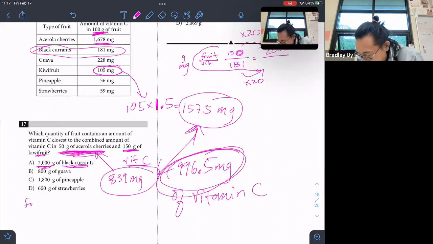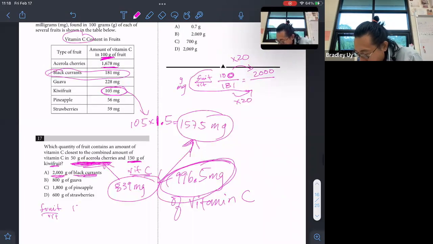We're going to have fruit to vitamins. For pineapples in 100 grams, this is the conversion. In 100 grams of pineapples, there are 56 milligrams of vitamin C. And in 1,800 grams of pineapples, would this be roughly close to this? So let's take a look.